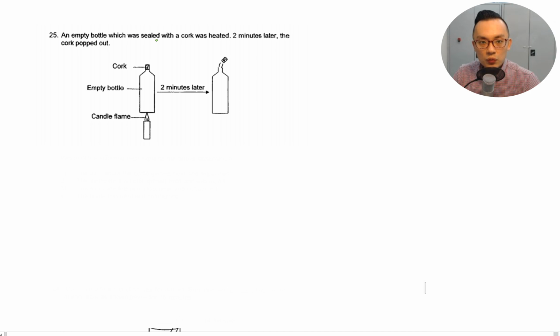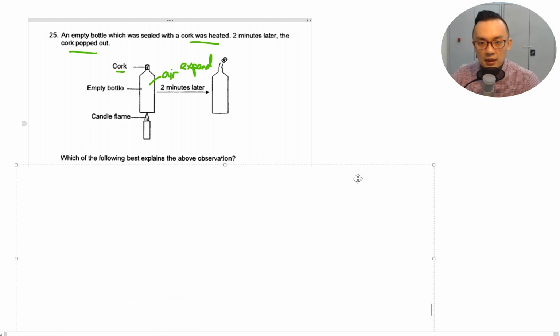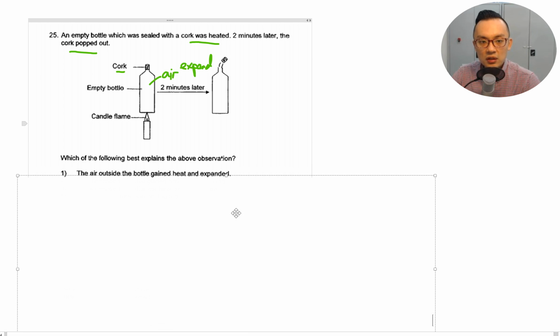An empty bottle which was sealed with a cork was heated. 2 minutes later, the cork popped out. So there's some cork, it's an empty bottle. 2 minutes later, so it's not really empty. There's actually something inside called air, and you heat it, so the air will expand, and therefore it will take up more space, it will take up more volume, and it will push the cork out. Something similar to the ink drop question just now. So let's take a look at the answers.